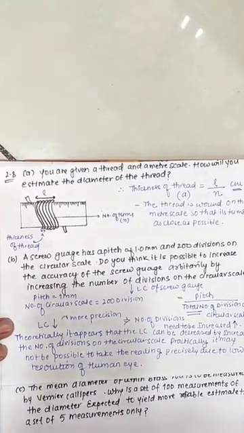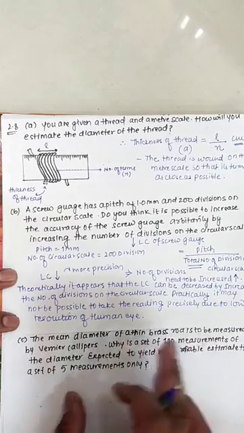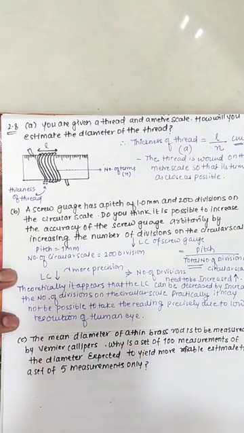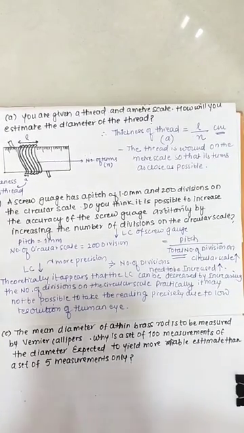Till this clear? The third, they have given: the mean diameter of a thin brass rod is to be measured by vernier calipers. Why is a set of 100 measurements of the diameter expected to yield a more reliable estimate than a set of 5 measurements only? Means they are saying that if we need to determine the diameter of a thin brass rod, and if you take only 5 readings, and if you take a set of 100 readings, which would be more precise? 100 readings. When the number of readings is more, random error will be less.